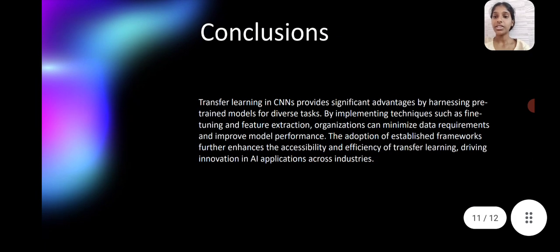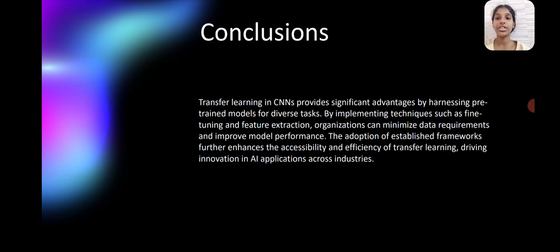Conclusion. Transfer learning in CNN provides significant advantages by harnessing pre-trained models for diverse tasks. By implementing techniques such as fine-tuning and feature extraction, organizations can minimize the data requirements and improve model performance. The adoption of established frameworks further enhances the accessibility and efficiency of transfer learning, driving innovations in AI applications across industries.